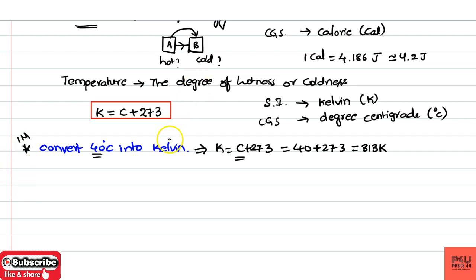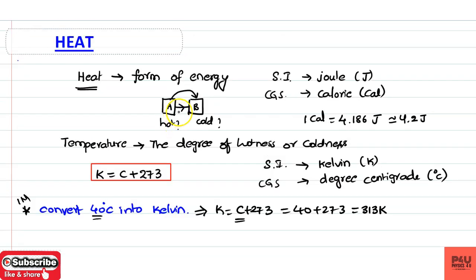Yes, that is the difference between heat and temperature. Heat is a form of energy and it will always transfer from a hot body to a cold body. But temperature gives the degree of hotness or coldness of a body. The SI unit of heat energy is joule. The CGS unit is calorie. We'll consider 1 calorie is equal to 4.2 joule.